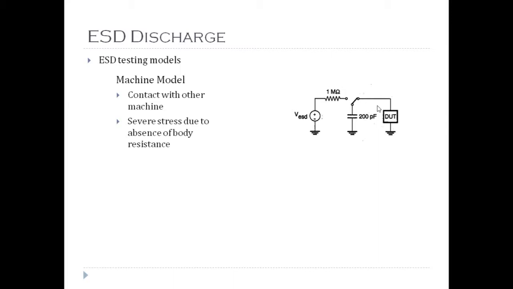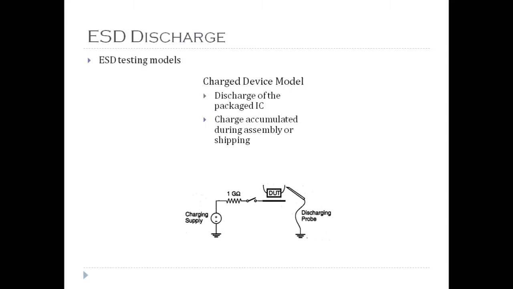So what we'll do is first we'll set this switch to position 1, and this capacitor will be charged, and then it will be shifted to position 2. So the capacitor will be discharged through this DUT or device under test. So we'll check whether the device can still sustain this huge charge which it has gained from this capacitor. Okay, so this is how we can test whether our IC can sustain the discharge because of another machine.